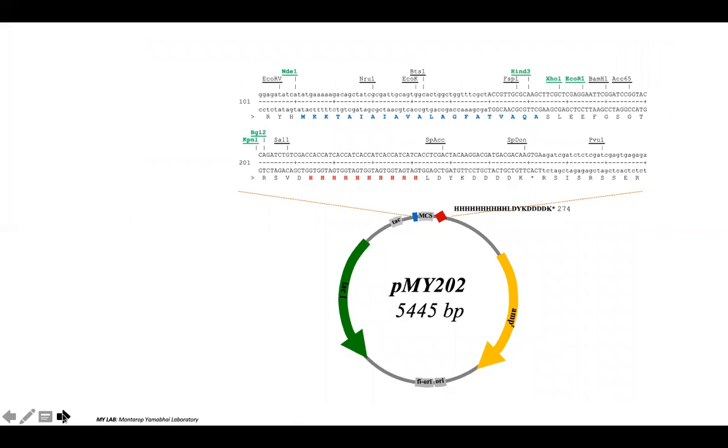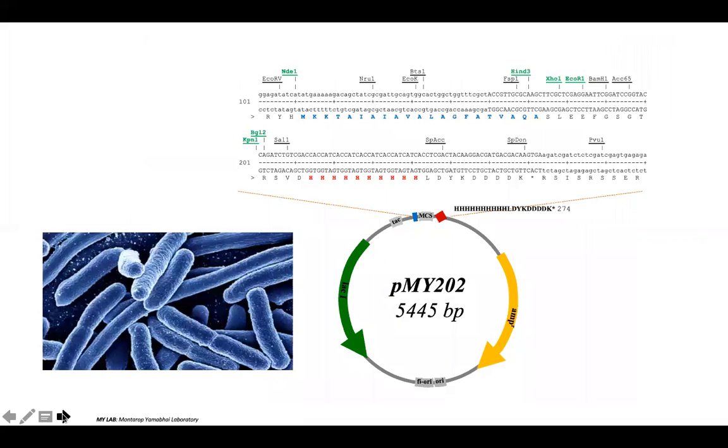The first vector is the pMY vector from E. coli. We made this vector by ourselves. We have, as I mentioned before, the multiple cloning site. It is for cloning the gene into it. And here you can see most of the time we clone the gene into HindIII, XhoI, or EcoRI.